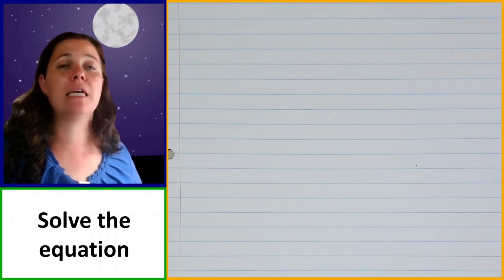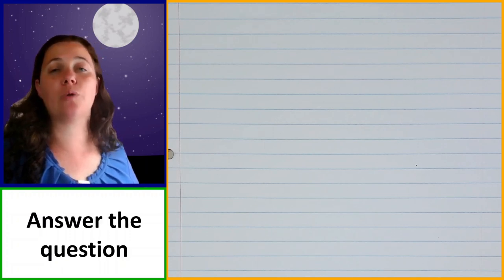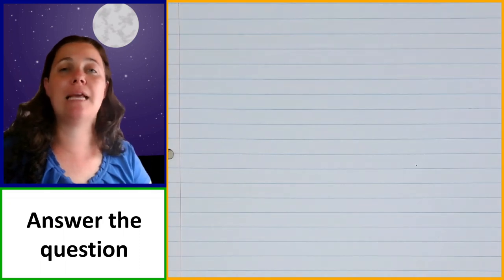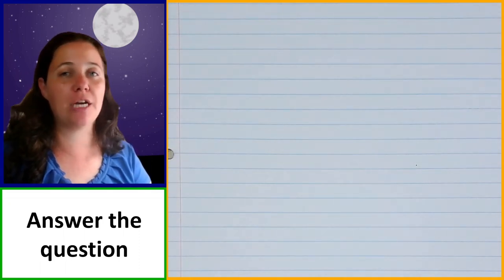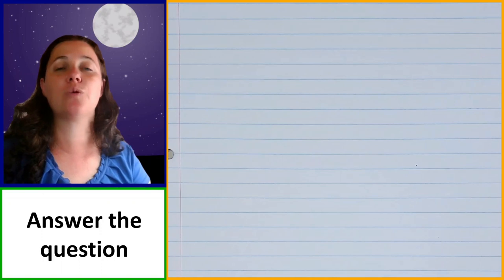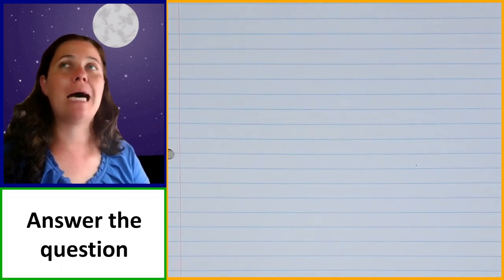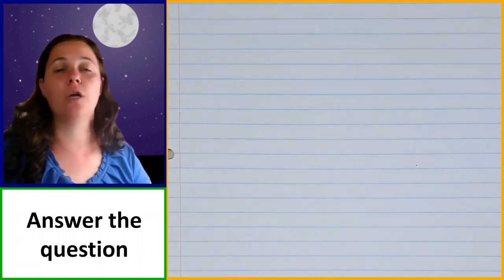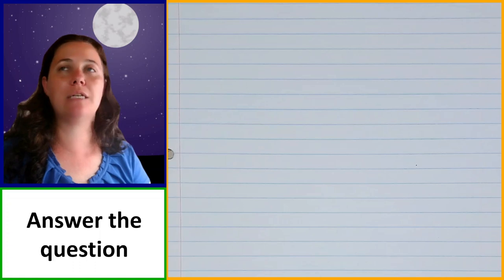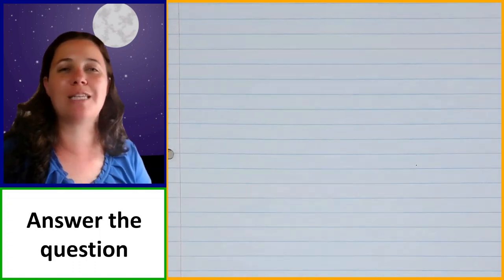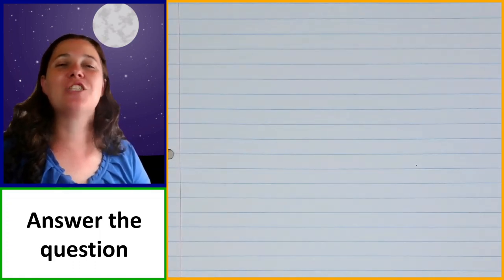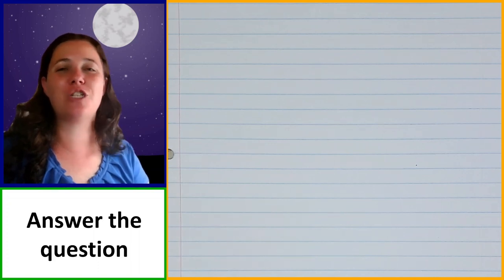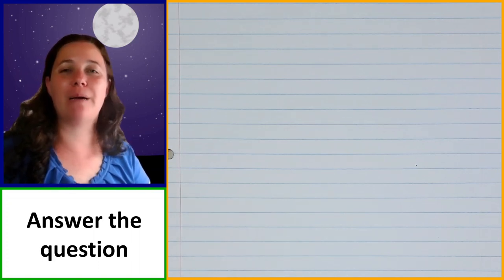Once you've done that, you then need to go and answer the question. Just leaving your answer as x equals 5 is not going to cut it. You need to actually go back and answer the question that they've asked you. So they might have asked you, how old is Susie? You need to say, therefore Susie is 5 years old. Or therefore there are 5 apples. Or therefore the house is 5 meters tall. Or something like that. So you need to answer whatever the question was that they asked you.